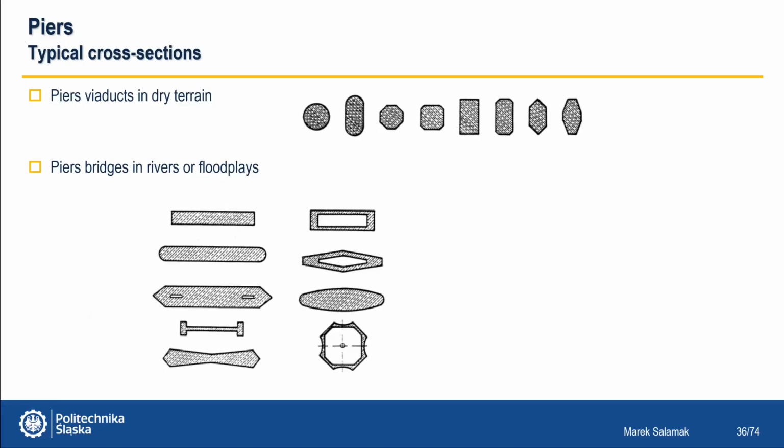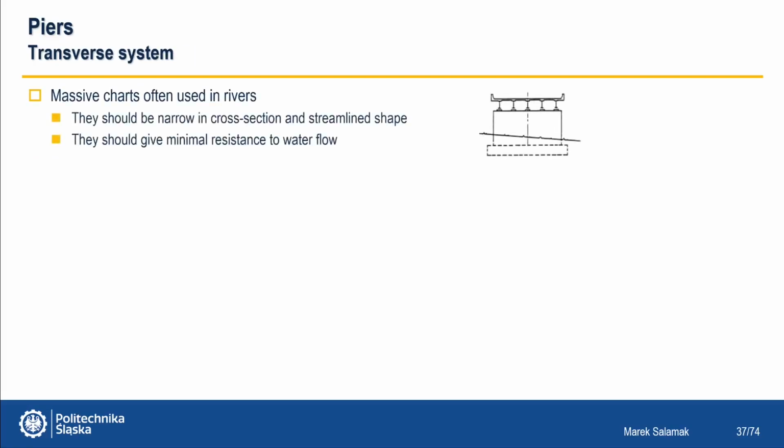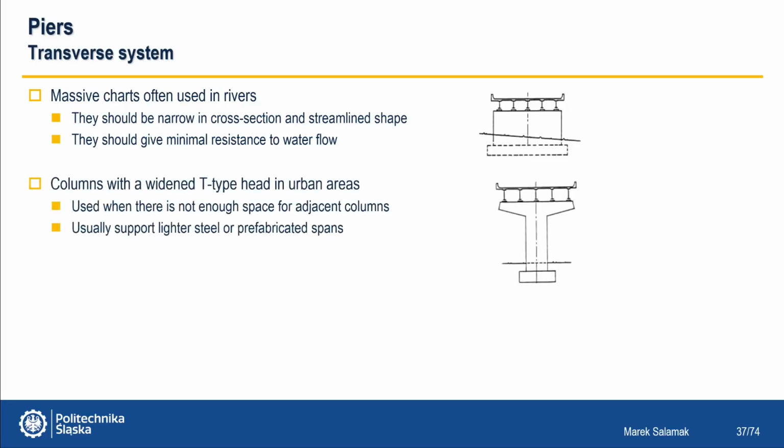At the top of the pier, there are viaducts in the dry terrain without water courses. And at the bottom of the piers, bridges in the rivers or in floodplains, where the streamline shape and resistance to ice pressure are more important. In the transverse arrangement of the pillars and rivers, we usually use massive sawmills. They should be narrow in cross-section and streamlined in shape. As a result, they provide minimal resistance to water flow.